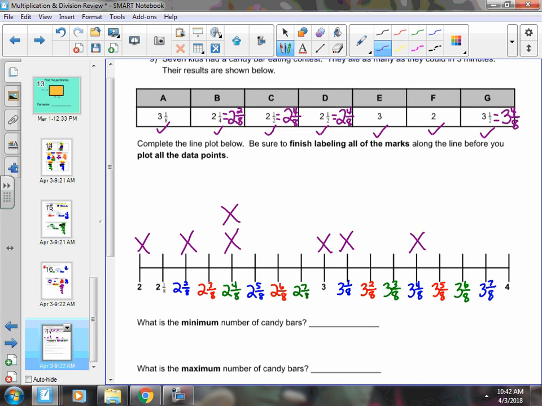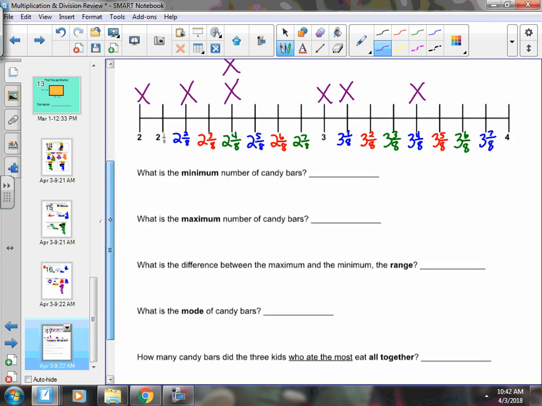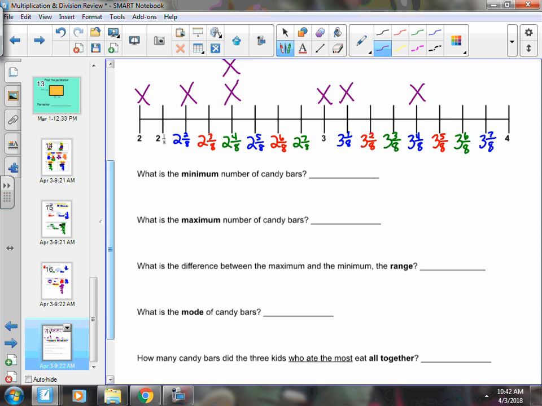Okay? All right. 1, 2, 3, 4, 5, 6, 7 x's. We're good. Now we have some questions, and only if our x's are in the right spot will we get these problems correct. The first one says, what is the minimum number of candy bars? Say, minimum. The minimum is where the smallest piece of data is. What's the smallest amount of candy bars, or the fewest amount of candy bars, anybody ate in those 3 minutes? The smallest x is at, say it out loud, at 2. Yeah, so our minimum is 2.